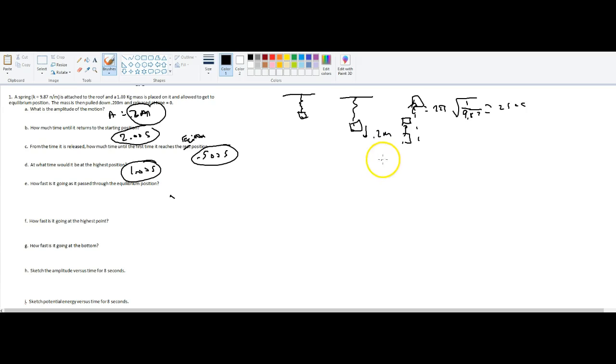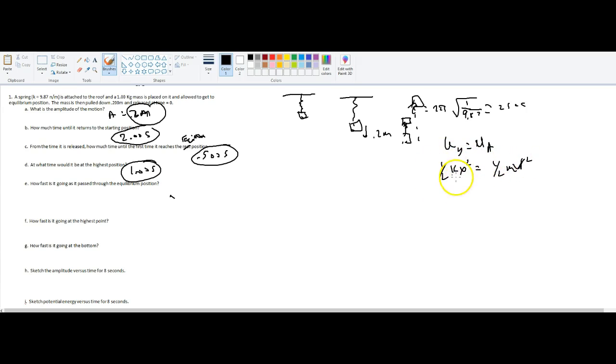How fast is it going past the equilibrium position? Well, when it goes back to the equilibrium position, the spring is no longer applying a force on it, correct? The spring is not stretched at all. The spring distance x is equal to 0. So energy before equals energy after. Energy before is going to be equal to 1/2 kx squared. Energy after is going to be equal to 1/2 mv squared. There's going to be no spring energy at that point.